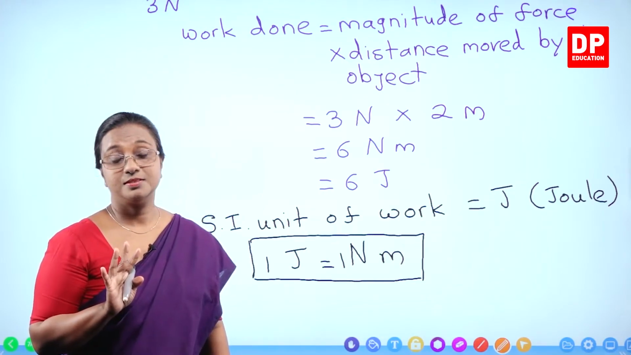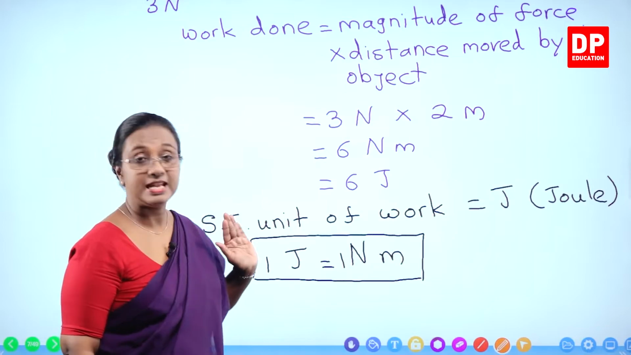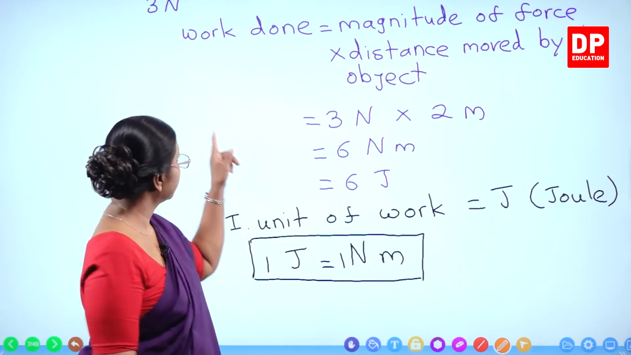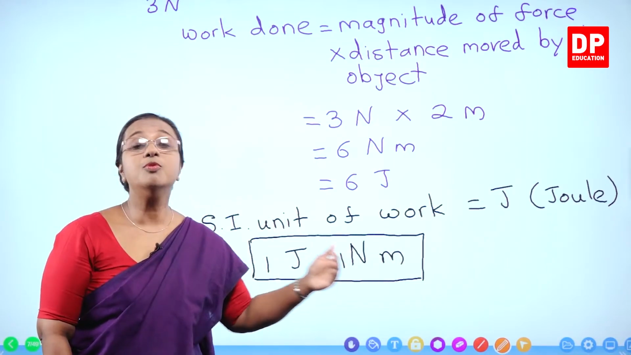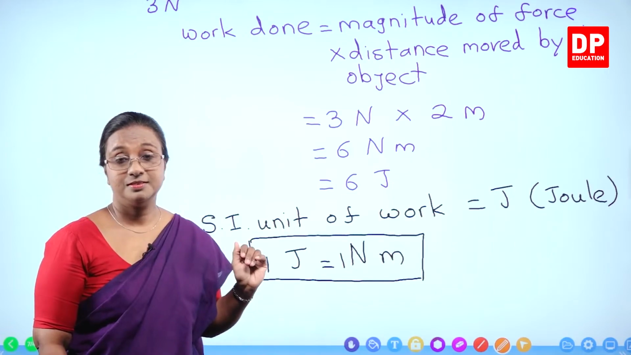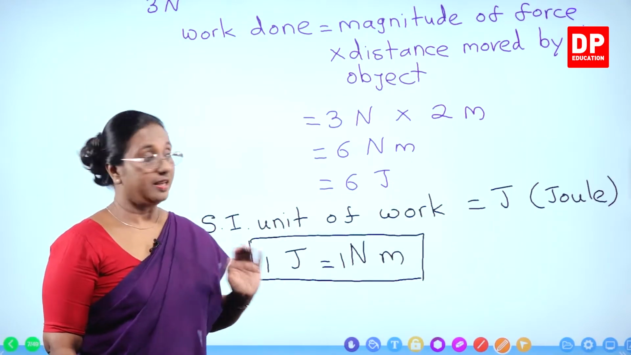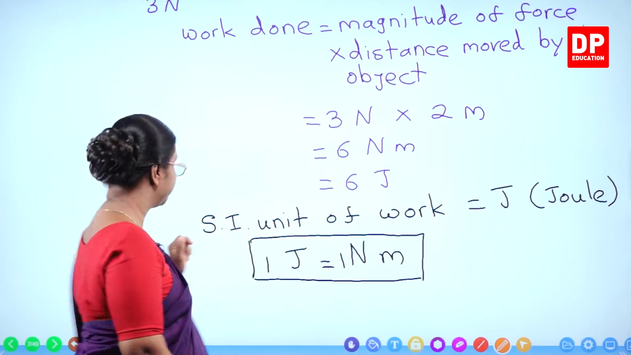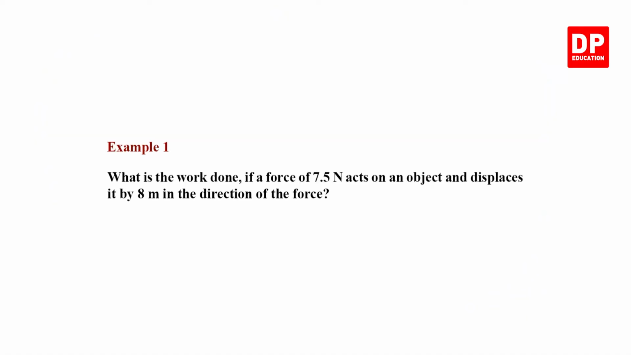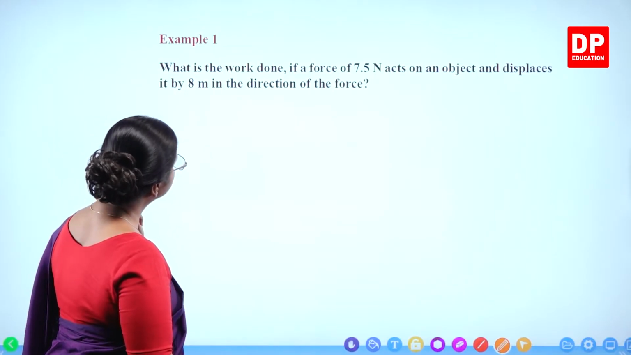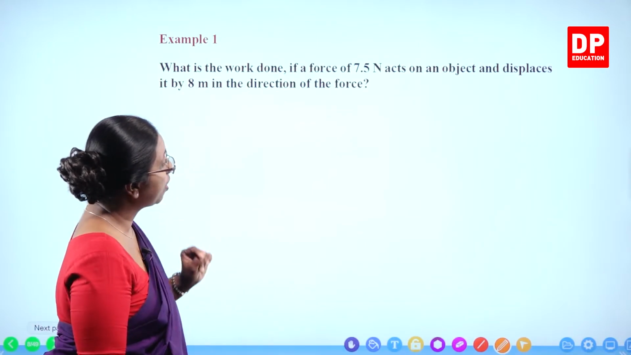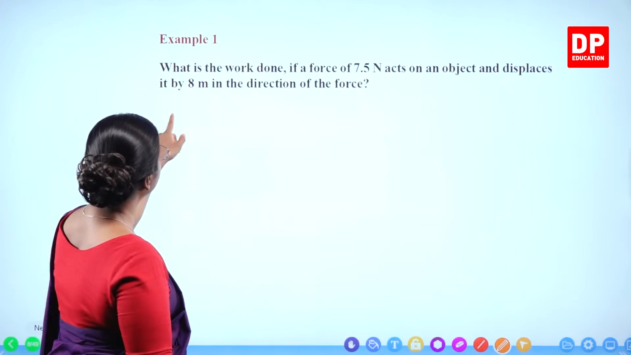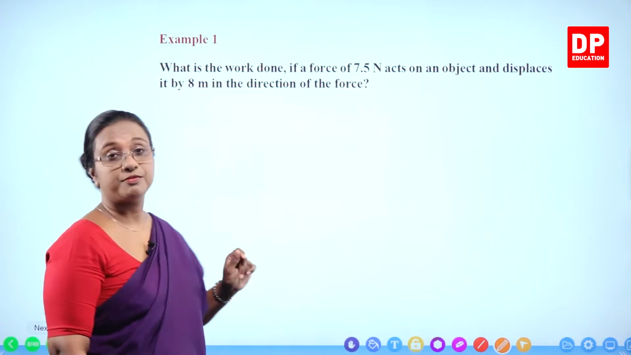Is that clear, students? I'm sure you all can understand this equation and the calculation of work done on an object by applying a force and moving it from its position. So, with that understanding, we will move on to the next slide. There is an example given in your textbook, the worked example. Example 1. What is the work done if a force of 7.5 Newton acts on an object and displaces it by 8 meters in the direction of the force?